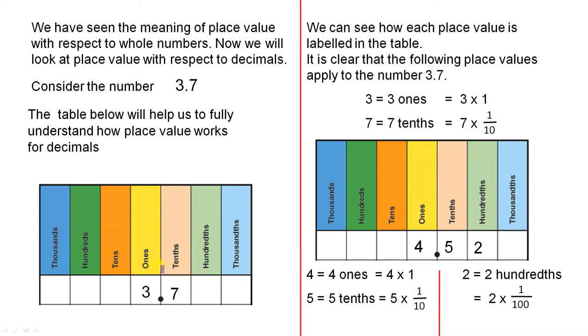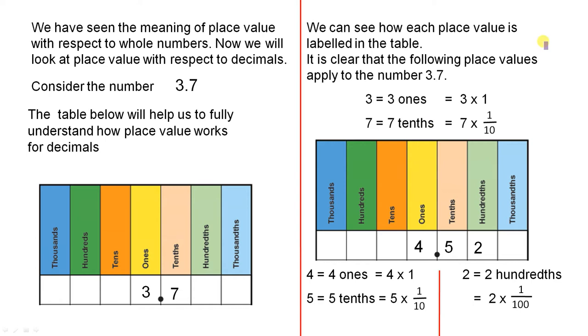Now going to the left-hand side, whatever the digit here is, you have to multiply it by 1. Whatever the digit there, or the whole number, you multiply it by 10. This one here, you multiply by 100. And this one here you multiply by 1000. So let's have a look at the specific example of 3.7.